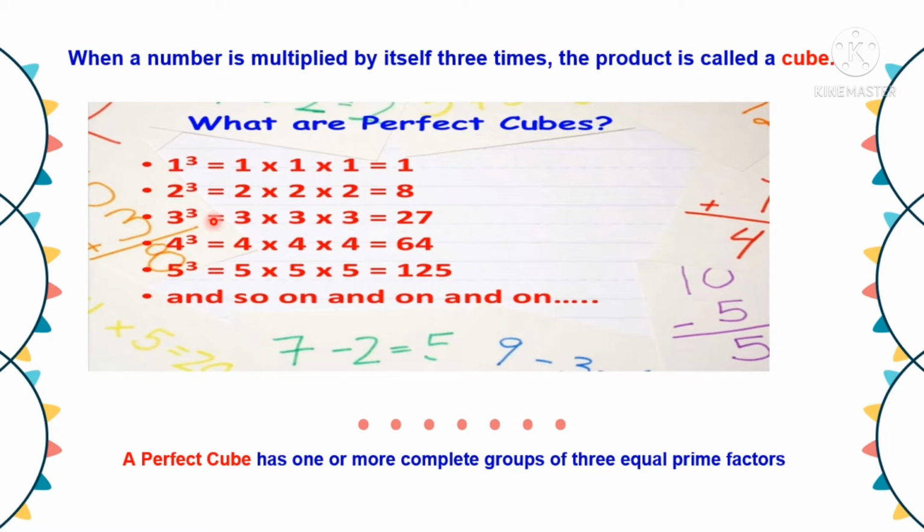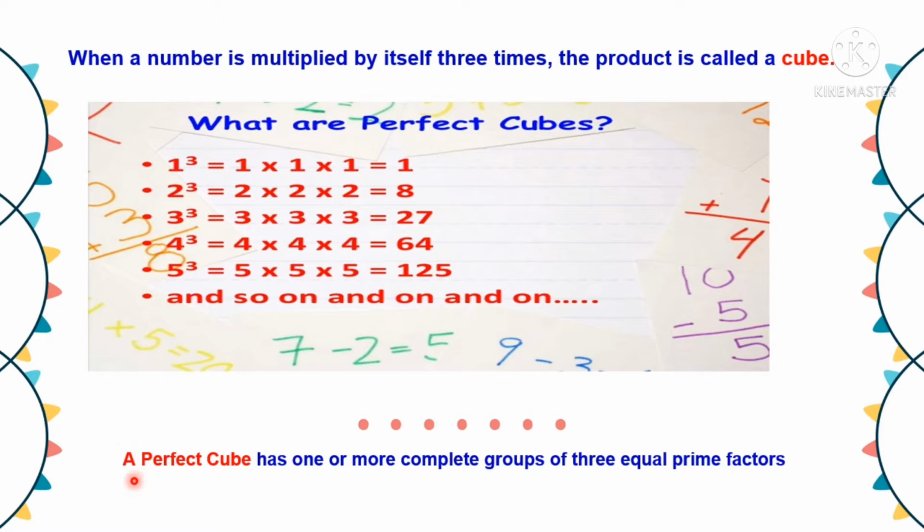2 cube means 2 is multiplied by itself 3 times: 2 into 2 into 2. Similarly, 3 cube means 3 is multiplied by itself 3 times: 3 into 3 into 3. And so on.